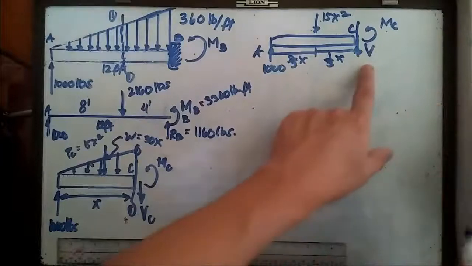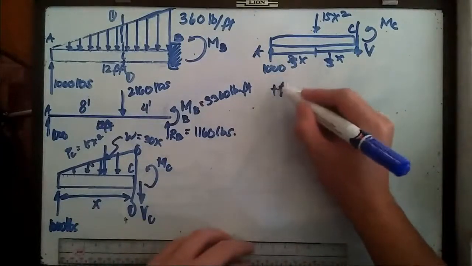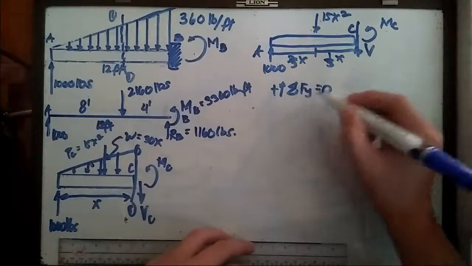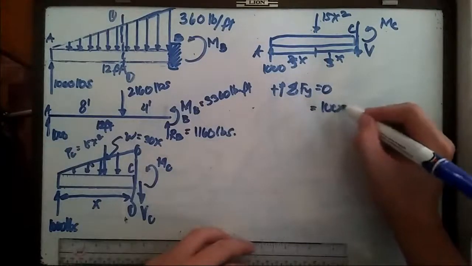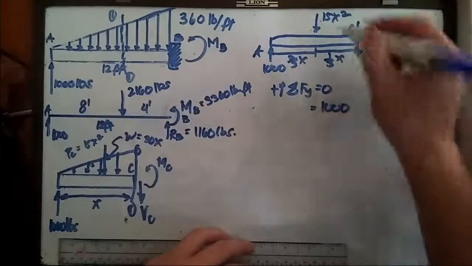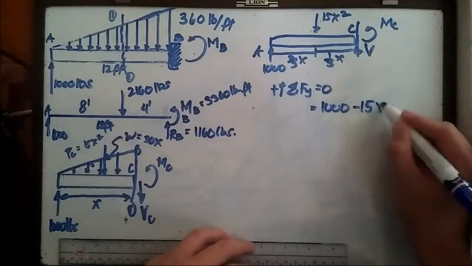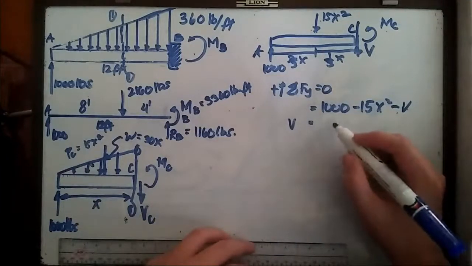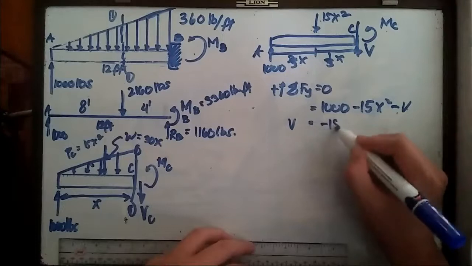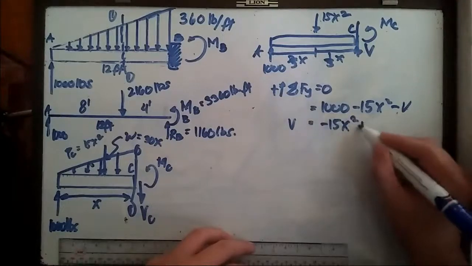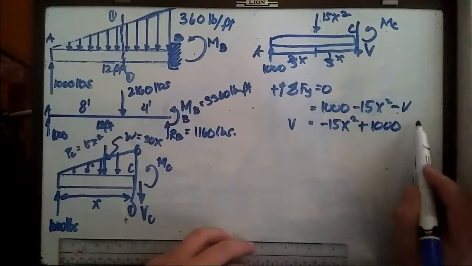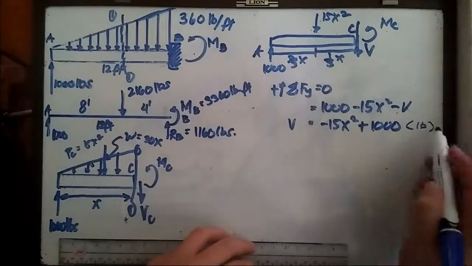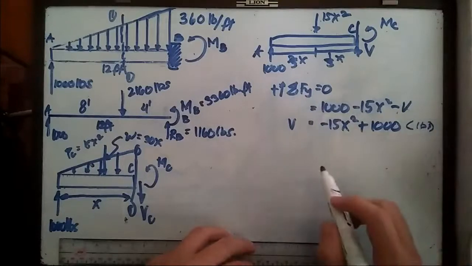Solving for V, that should be the summation of forces, going upward is positive, or downward if you want. So the summation of F sub y along the y-axis should be 1000, and we have this concentrated load, minus 15x squared, minus V. Solving for V, that should be negative 15x squared plus 1000 pounds. The unit for the shear load is pounds, so let's put the unit here.